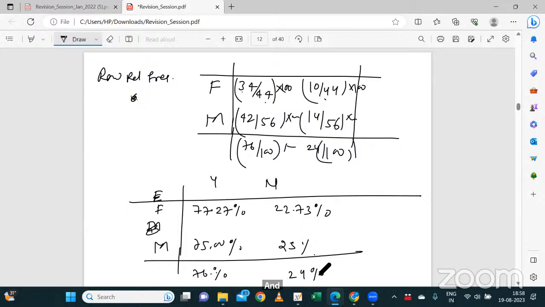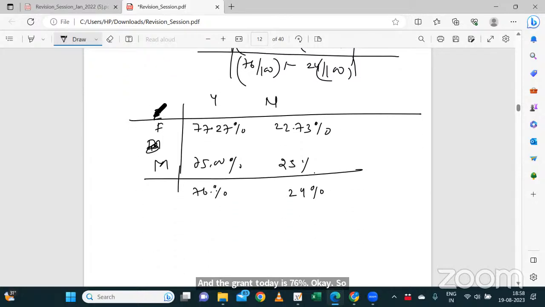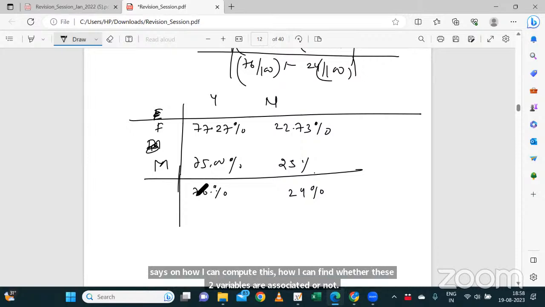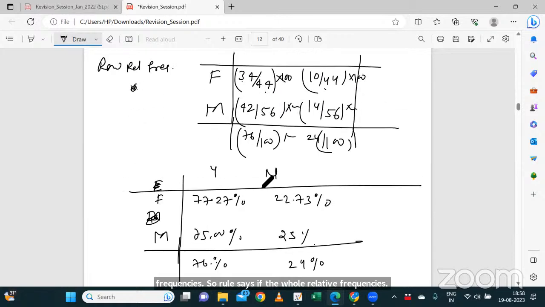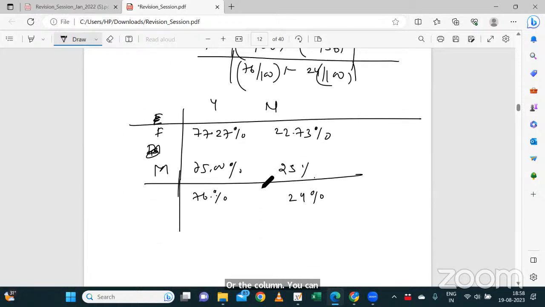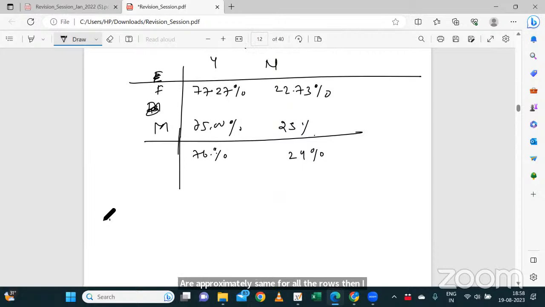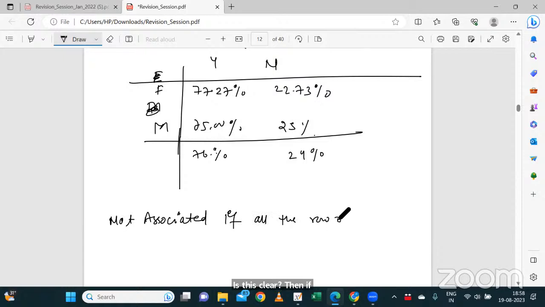Now, how can I find whether these two variables are associated or not? For this, we have to look at the row relative frequencies. The rule says that if the row relative frequencies are approximately the same for all the rows, then I will say the variables are not associated.